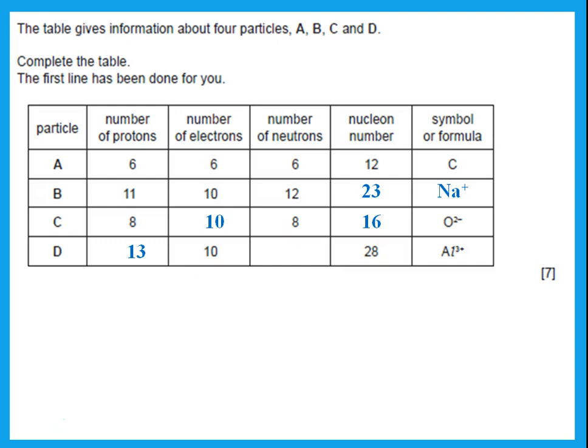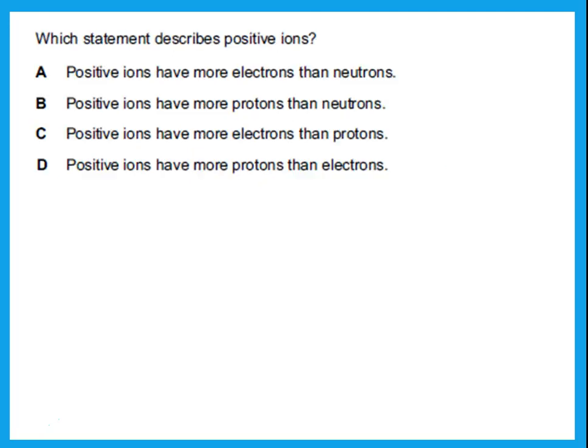Now, you should realize that this is something that is called an isotope, and we will talk about isotopes in detail in a minute. But for now, we said the nucleon number is actually the total of protons and neutrons. So if my nucleon number is 28, then my number of neutrons must be 15. Do we understand how to do this?